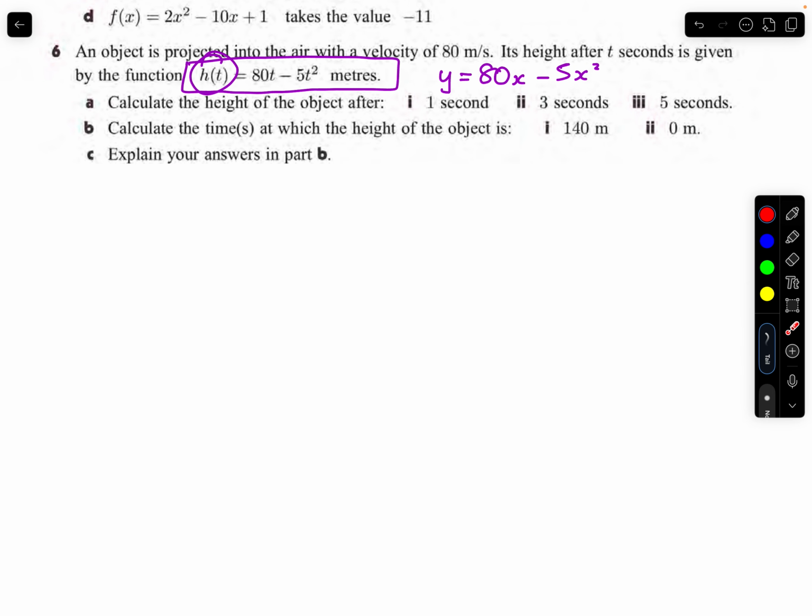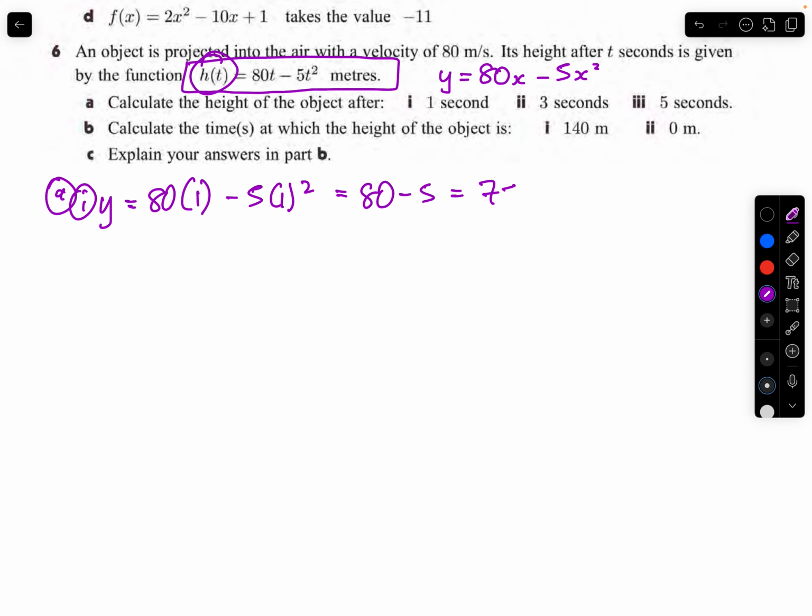But A, calculate the height of the object after 1 second. So in this case, it's working out what the height is, what y is, when x is equal to 1. So you're substituting. So the height y is going to be 80 times 1 minus 5 lots of 1 squared. So that's going to be 80 minus 1 squared is 1 times by 5. 80 minus 5 is going to be 75 meters for A1.